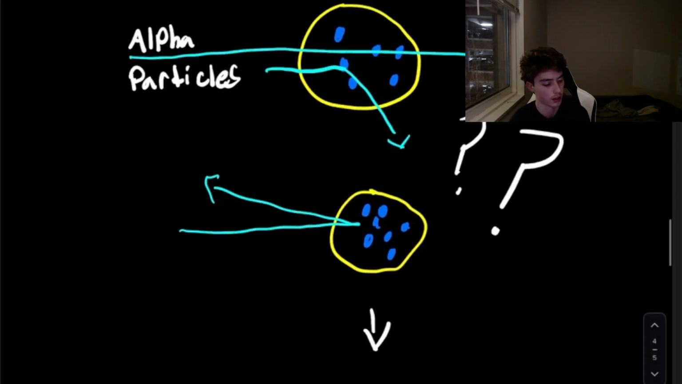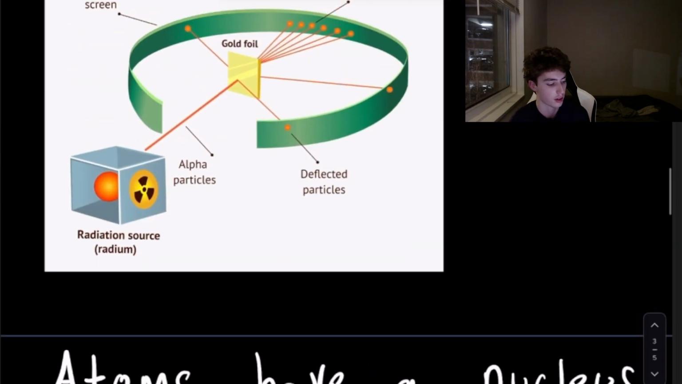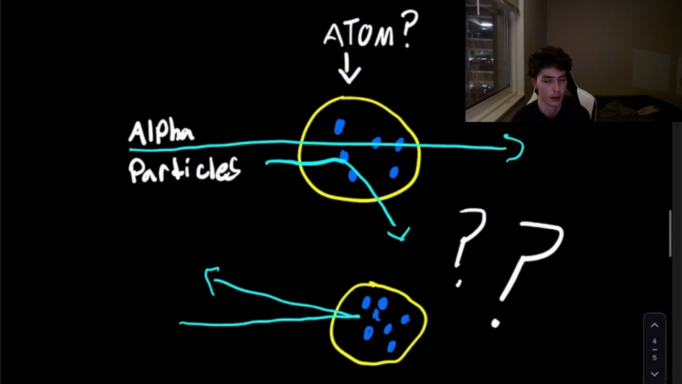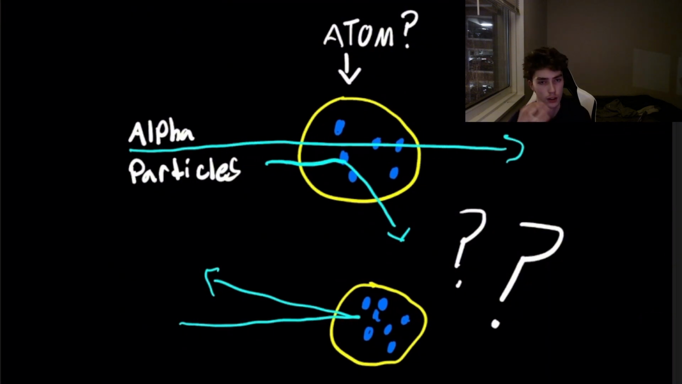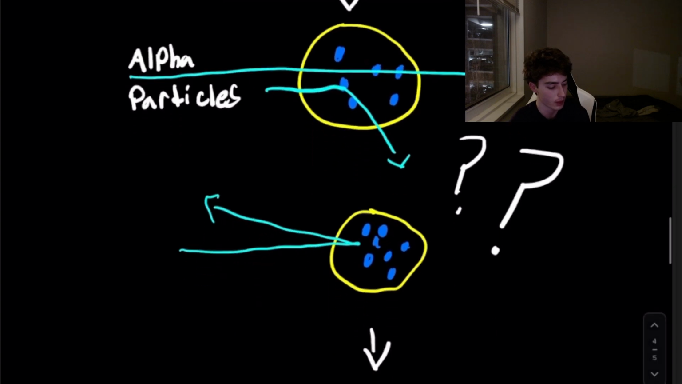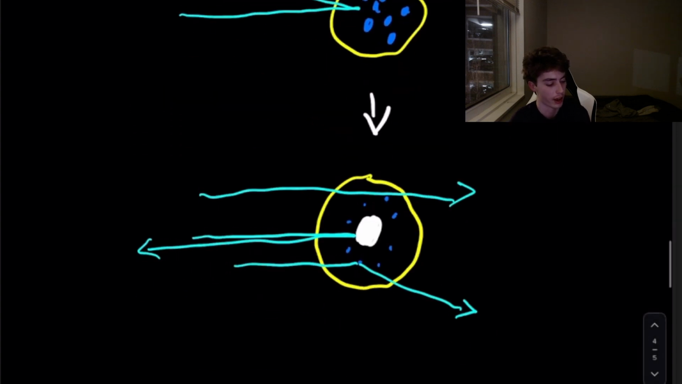He noticed that some of these alpha particles actually bounced back, right? This didn't make any sense, right? They were supposed to shoot right through the atom, right through the electrons. The electrons aren't big enough to deflect them back, but they're big enough to distort the trajectory, right? Ultimately, he concluded that atoms have a nucleus.